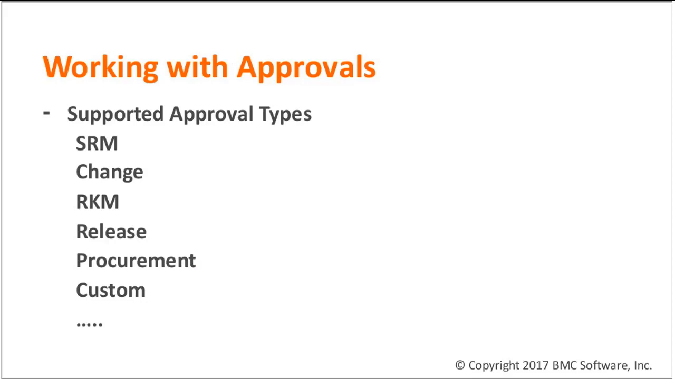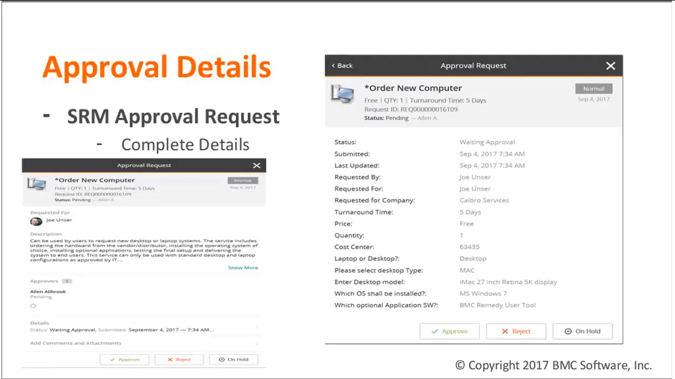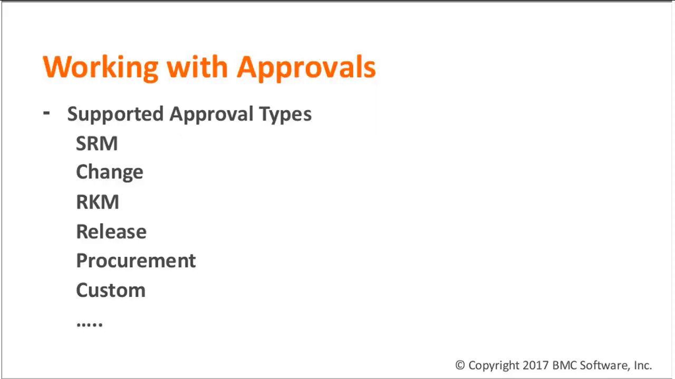The next topic is about approvals. Digital Workplace supports all the types of approvals that are available in Approval Central, namely SRM, change, RKM, release, procurement, and custom approvals. We support all of them, and by default you will see all the different types of approvals in Digital Workplace on all the clients. But there are differences that you need to be aware of.